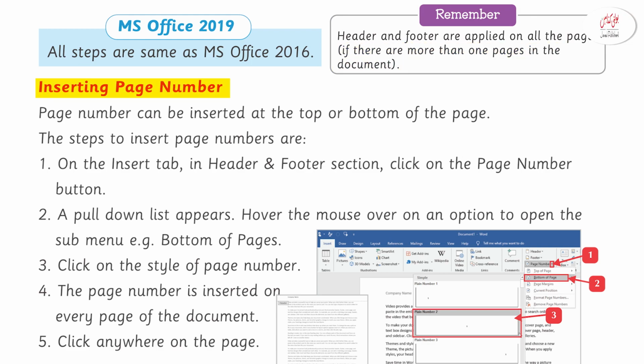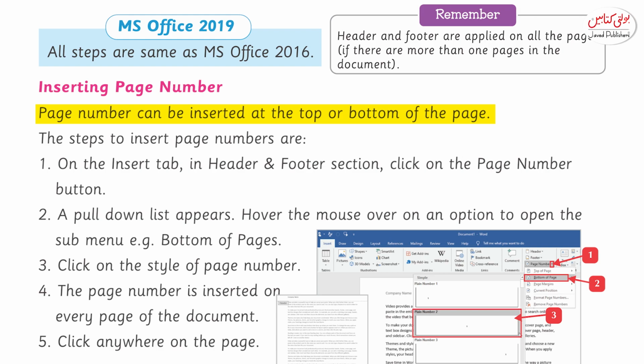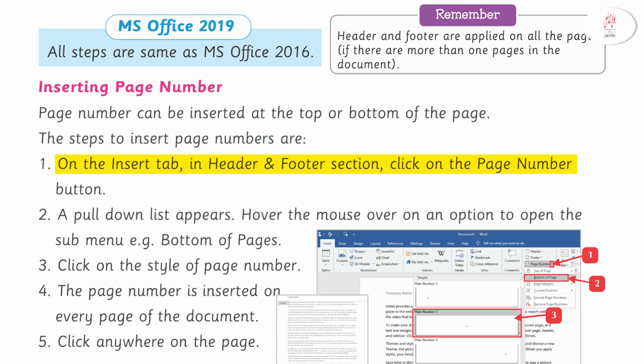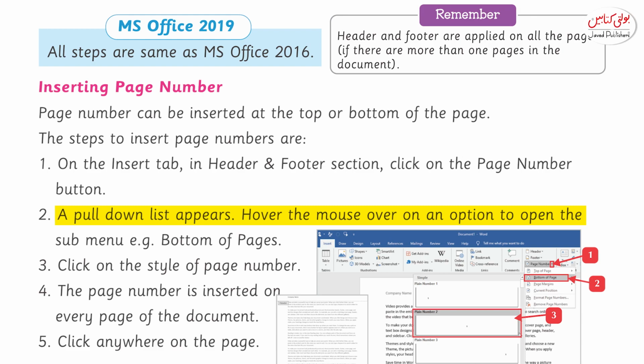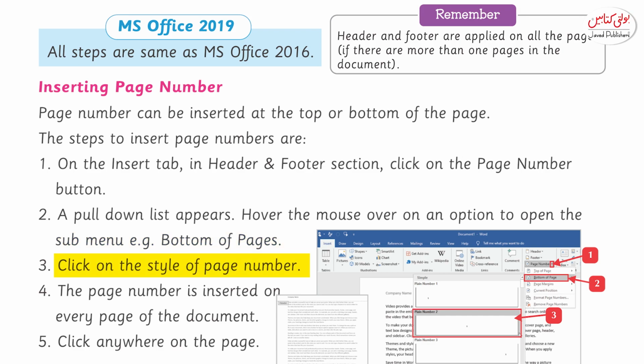Inserting page number. Page number can be inserted at the top or bottom of the page. The steps to insert page numbers are: Step 1. On the Insert tab in the Header and Footer section, click on the Page Number button. A pull-down list appears. Hover the mouse over an option to open the submenu, that is Bottom of Page. Click on the style of page number. The page number is inserted on every page of the document. Now click anywhere on the page.